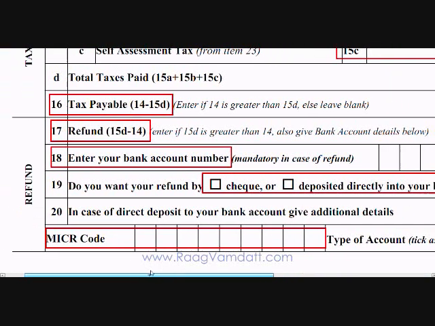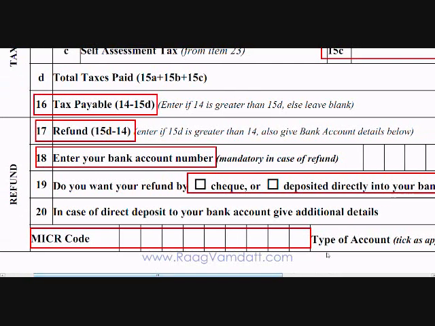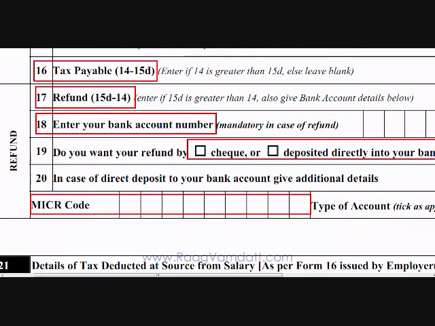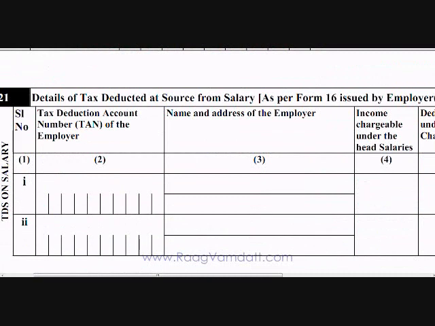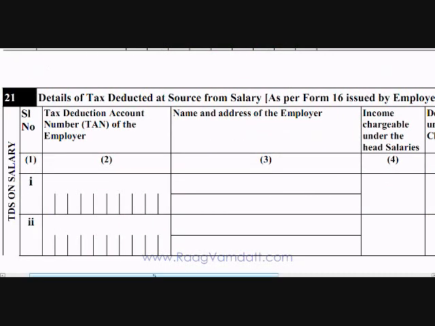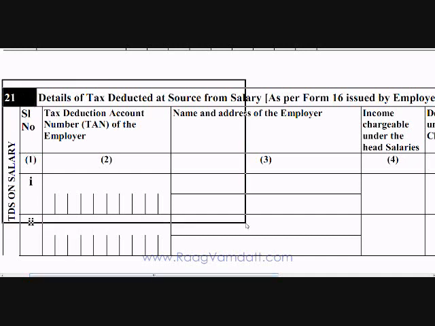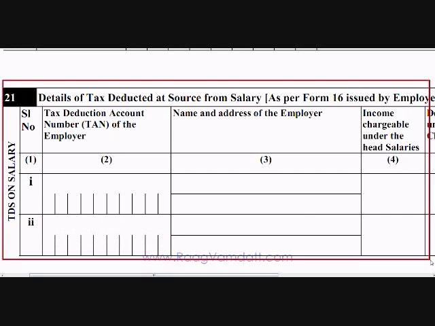Now we come to the details of tax deducted at source, or TDS. In box 21, you give the details of the TDS on your salary. You can get all the details from the Form 16 issued to you by your employer. If you have more than one Form 16, fill up the details in separate rows. Let's move on to the next page.